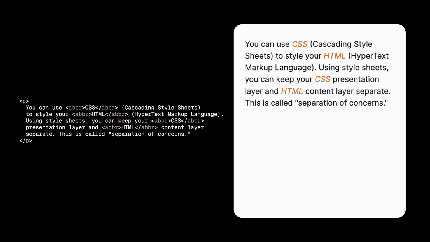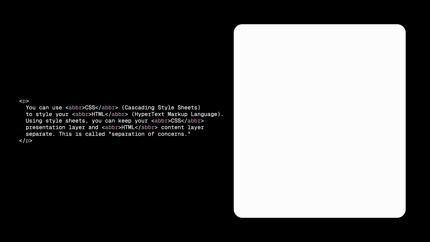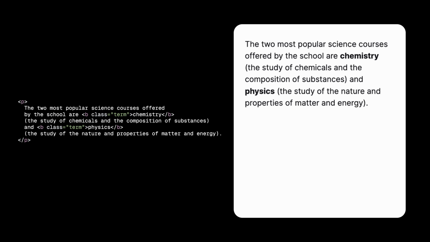ABBR represents an abbreviation or acronym. B is used to draw the reader's attention to the element's contents, which are not otherwise granted special importance. This was formerly known as the boldface element, and most browsers still draw the text in boldface.